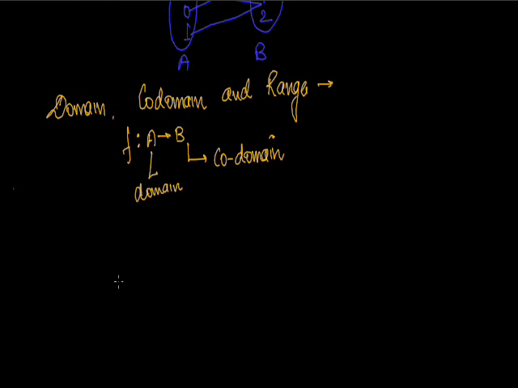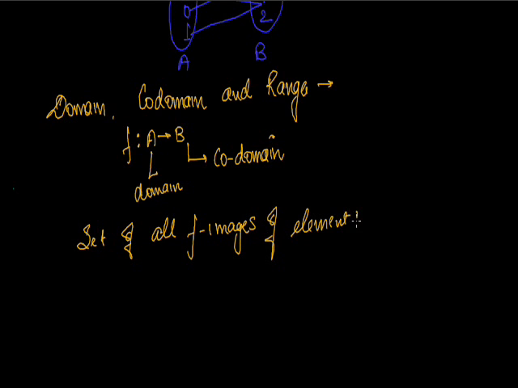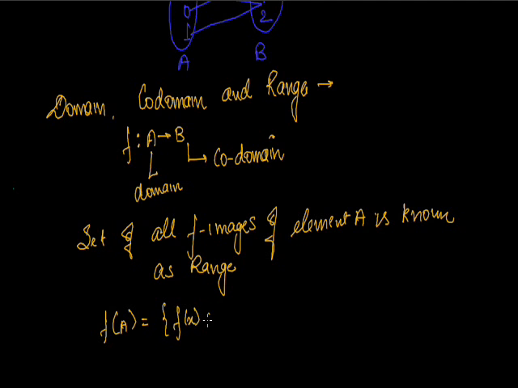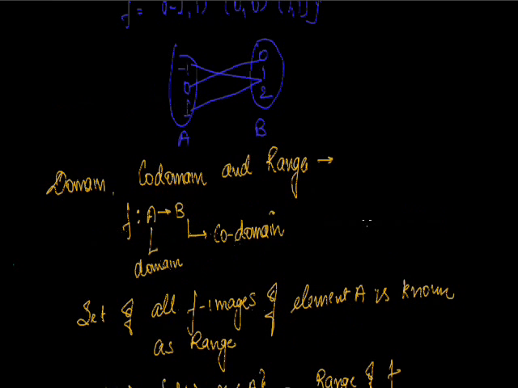And the set of all f images of elements of A is known as range. If we write the function f(A), that is f(x) where x belongs to A, it is equal to range of f, that is f(A) is a subset of B. So this is called the domain, codomain and range of any function.